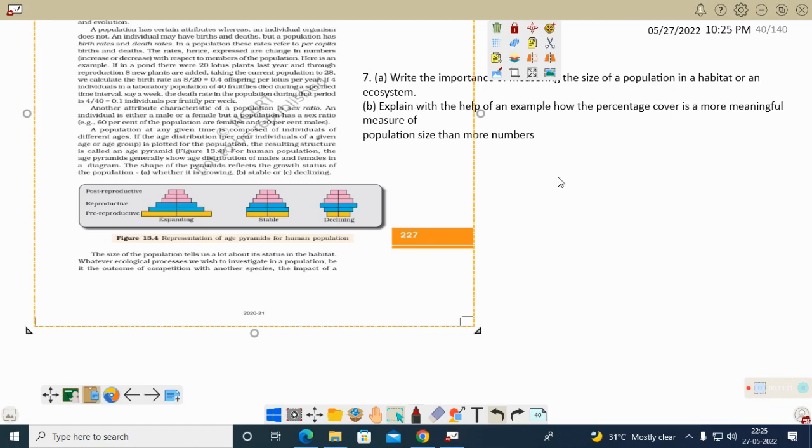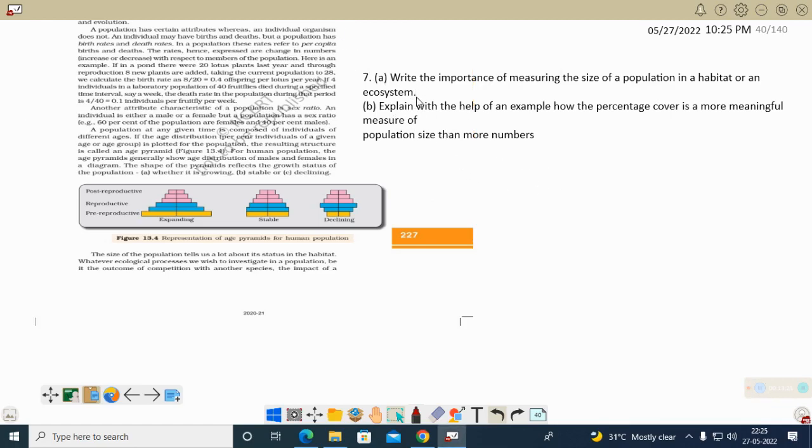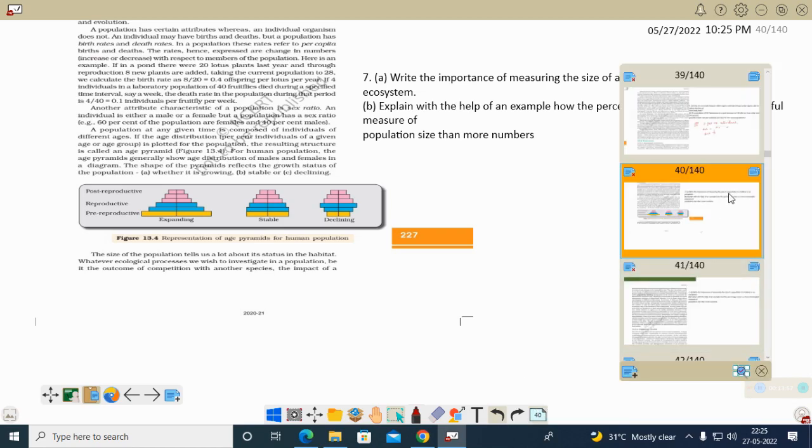Next question, question number 7, this is a 3 marks question. Write the importance of measuring the size of a population in a habitat or an ecosystem. What can we understand if we measure the size of a population? That is the question. See, the size of the population tells us about the status of the habitat or the status of that particular population. The outcome of competition with another species we can understand by measuring the size of the population.